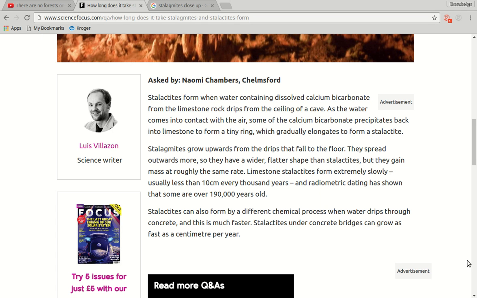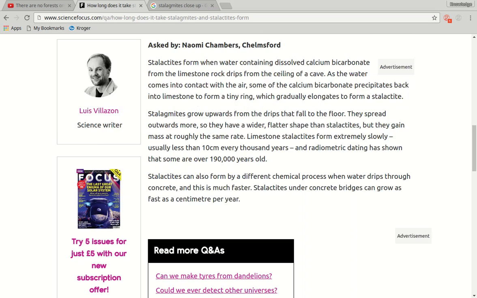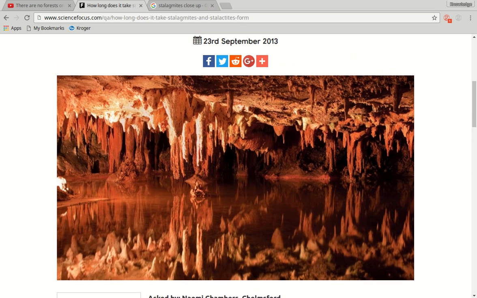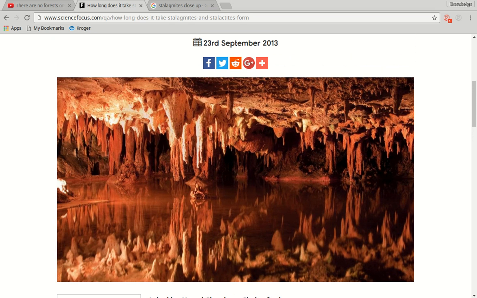Stalactites can also form by a different chemical process. Well, that's the only chemical process as far as I know. When water drips through, well, not just concrete, but anything, and this is much faster. Stalactites under concrete bridges can grow as fast as a centimeter per year. So this is a basic cursory look at how the things form at all.